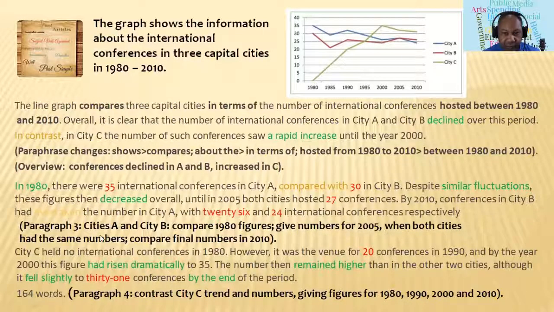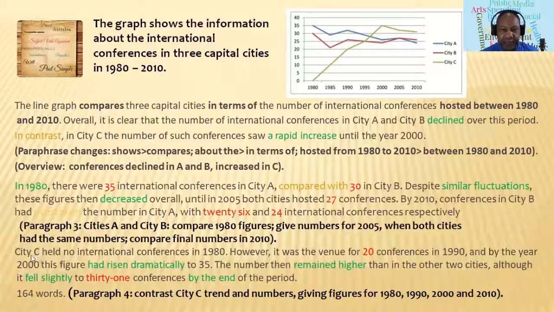So the paragraph compares city A and city B, compares 1980 figures, gives a number for 2005. So 1980, 2005, when both cities had the same, and then compares the final numbers. So it measures here, here, and here. Fine.